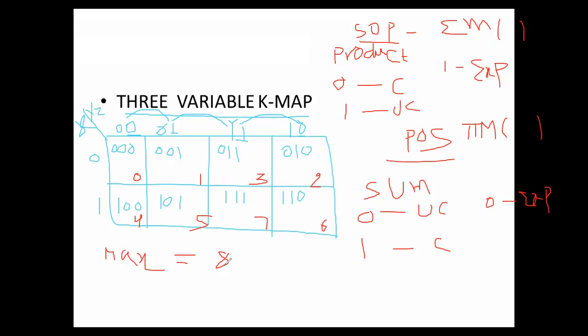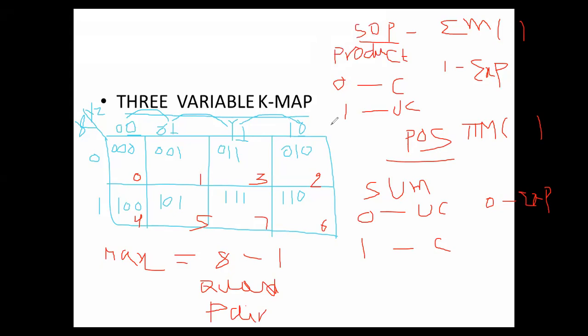Here the maximum number of cells is 8, so one octet possibility is there. Next, quad possibility is also here. Quad means 4 ones. Next, pairs are also possible. How many quad possibilities and how many pair possibilities are there? Now we will discuss.